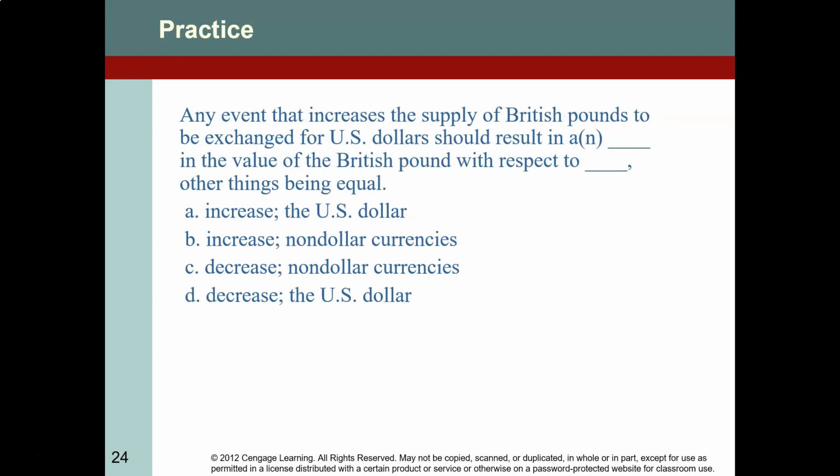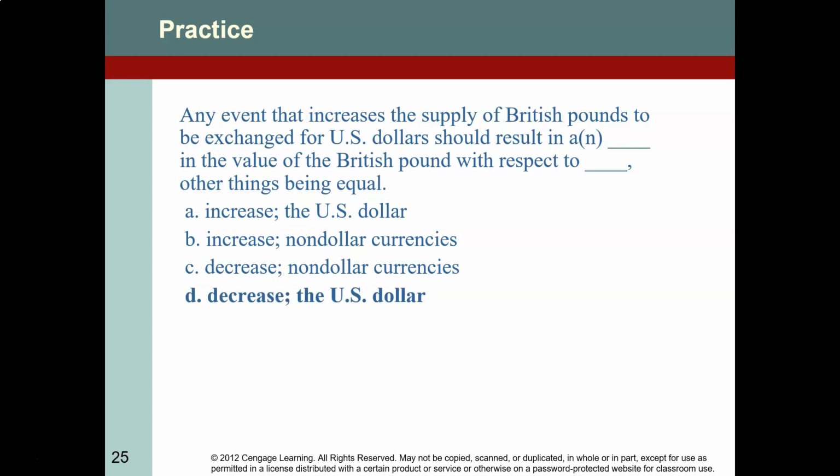Any event that increases the supply of British pounds to be exchanged for US dollars should result in what change in the value of the British pound with respect to which currency? Okay, pause the video, think about it. If you're ready, you can resume the video. The answer should be D.